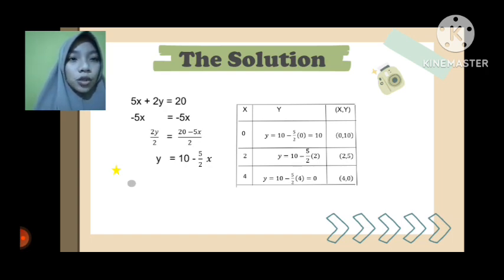When x is 2, we get y is 5, and the last we pick x is 4, then we get y is 0. Then we get the 3 coordinates for making a graph.